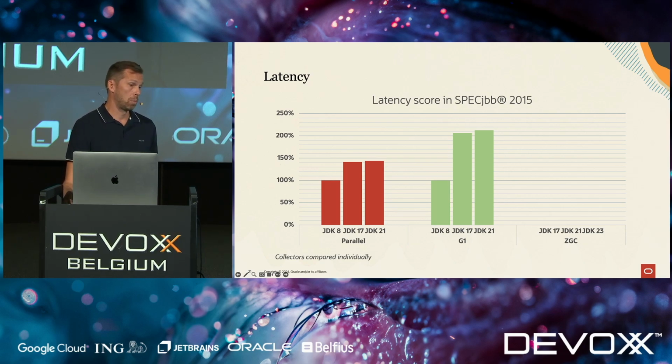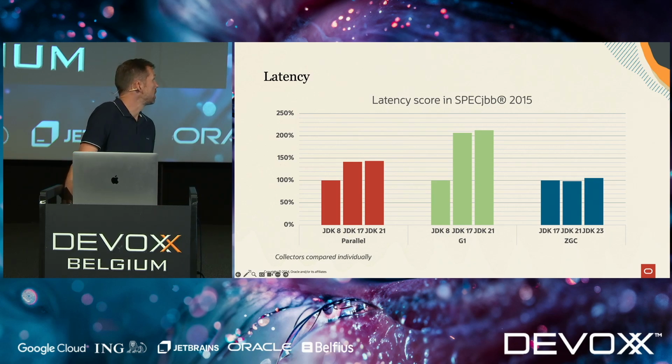If we move over and look at G1 from this perspective, the improvements are even more impressive. We doubled the score between 8 and 17, an additional 10% between 17 and 21. And it's really nice to see that all the hard work that we put into G1 really paid off, because for G1, we worked so hard on making sure that every part of the pause was made as efficient as possible between those releases. So really nice to see that all the hard work really paid off.